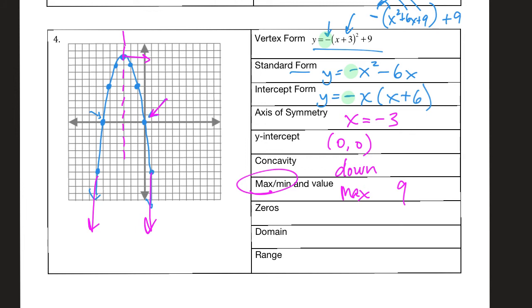The zeros, again, you can see them here and here. Maybe I should highlight those. I'll highlight them in green. There's a 0 there and a 0 there. They are at 0 and at -6. The domain is from -infinity to +infinity. And then the range, this has a maximum. So starting at the lowest value I can find, which is -infinity, I top out at my maximum value of 9.